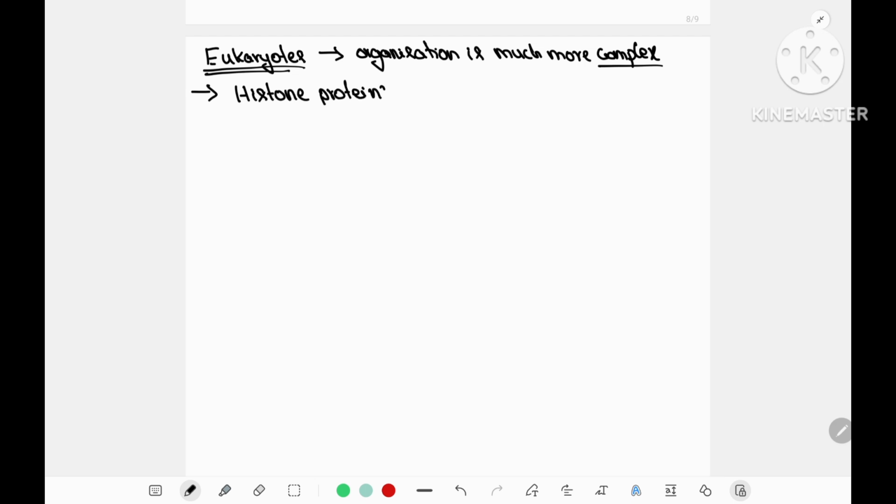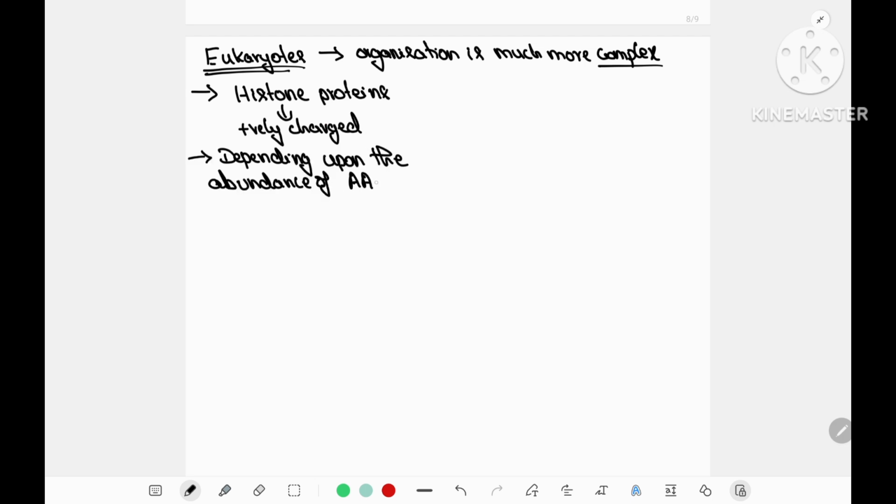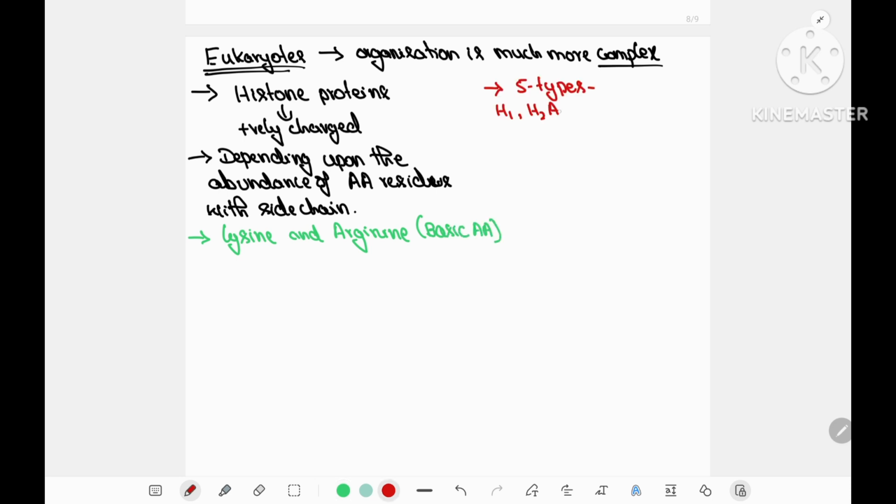Now in the case of eukaryotic cells, the organization of the DNA is much more complex. Here there are proteins called histone proteins, and these proteins are positively charged, and this charge depends upon the abundance of amino acid residues with a particular side chain. If we imagine a protein, it will have side chains which carry some charge, and that will give the protein a particular charge. In the case of histone proteins, the abundance of lysine and arginine gives the positive charge, as these are basic amino acids found in histones.